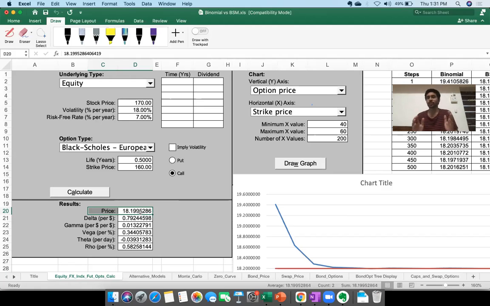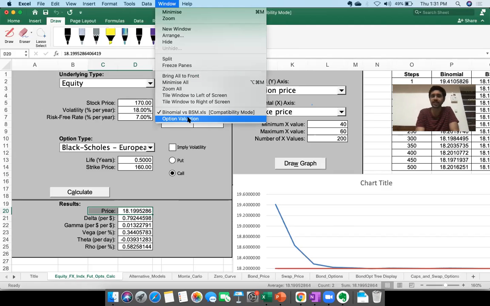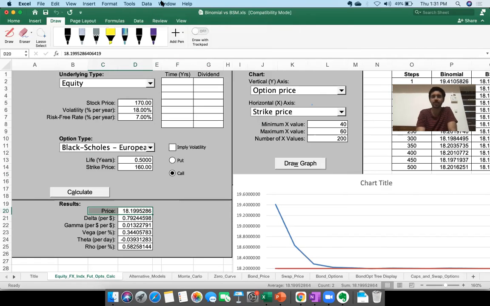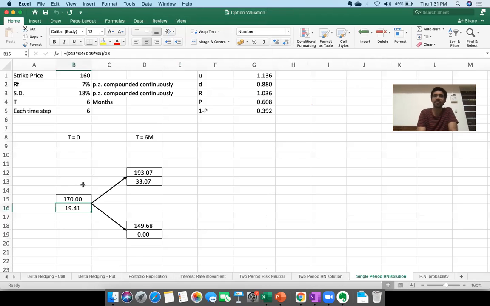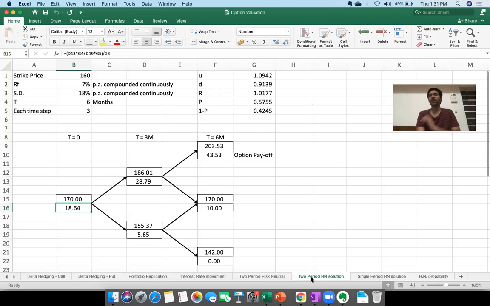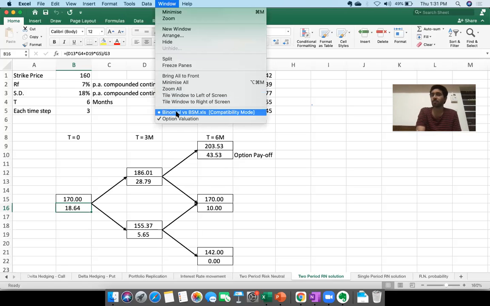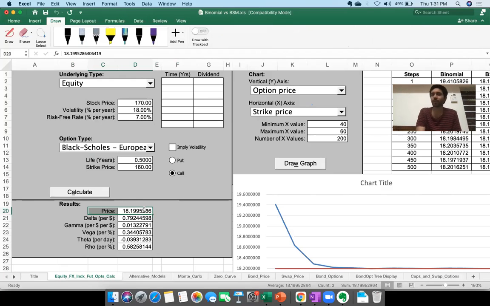If you actually realized, a single period binomial gave us a value of 19.4. When we went to a 2 period binomial, it gave us an answer of 18.64. Black-Scholes has given us an answer of 18.20. If you see, even a 2 period binomial model's answer is not much different from the Black-Scholes. It was 18.6 in the 2 period binomial, 18.20 in Black-Scholes.